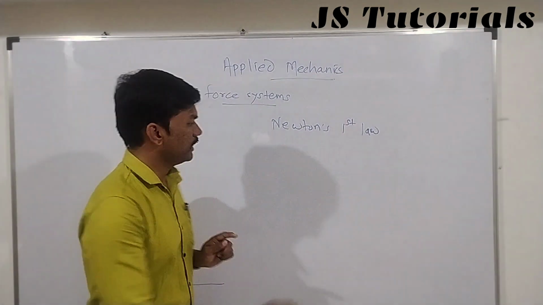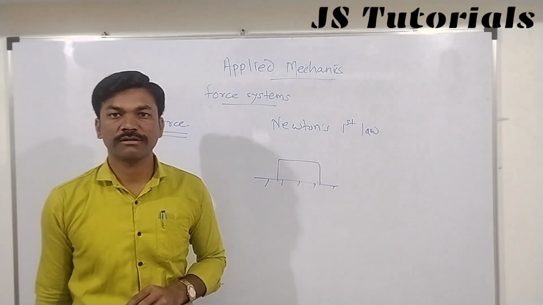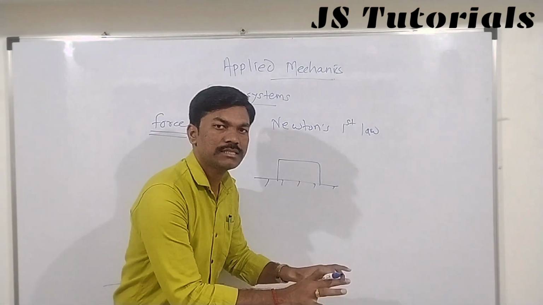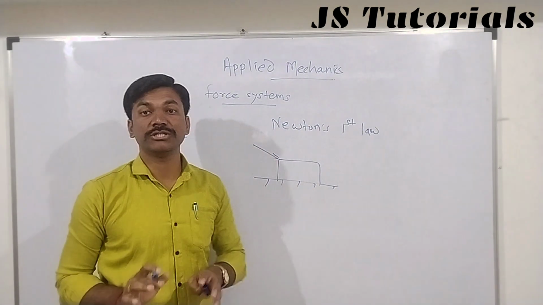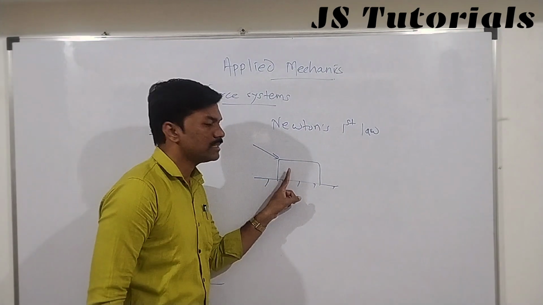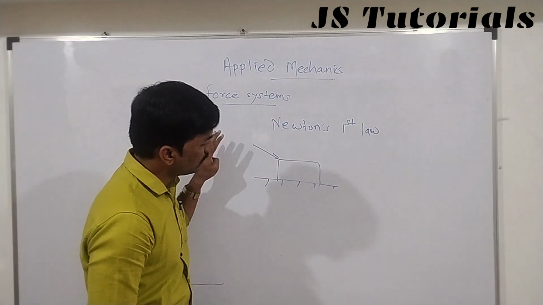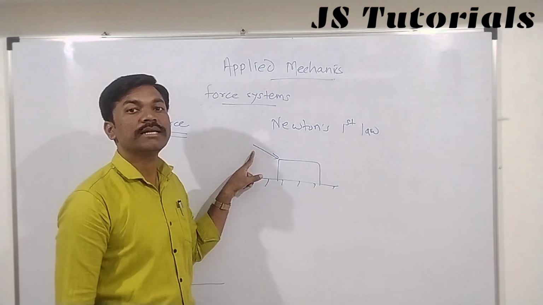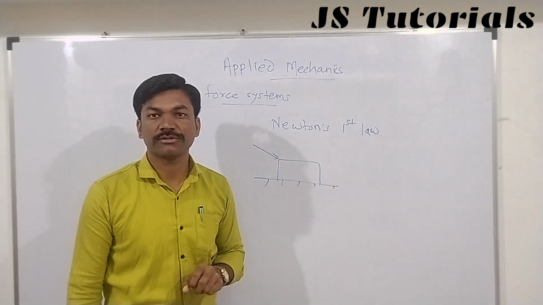How can Newton's first law be stated? Everybody, see, this is one body which is placed on a horizontal surface. This body will continue in its state of rest or of uniform motion unless and until it is acted upon by an external agency. If this body is at rest, it will stay at rest only, or if it is in continuous motion, it will continue its motion unless and until it is acted upon by an external force or external agency. Okay, this is Newton's first law.